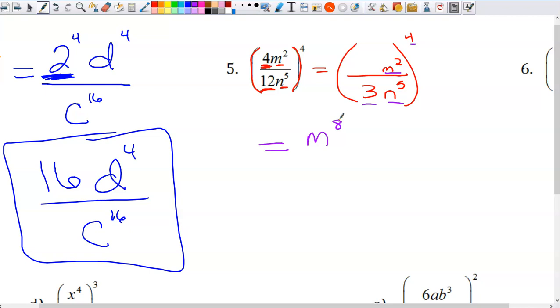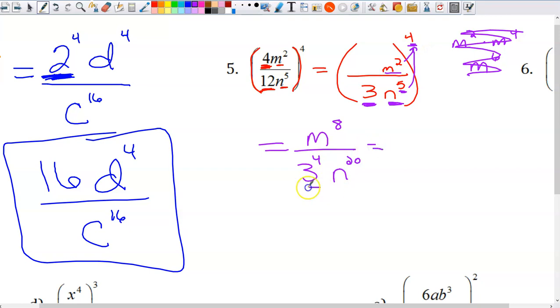Go back to day 3, when you did m squared times m to the fourth, you added the exponents. But that is not the same as this. So being careful about which type of operation is going on is important. Over. That 3 has got to be raised to the fourth power. And the n to the fifth, raised to the fourth, exponent to exponent, multiply.